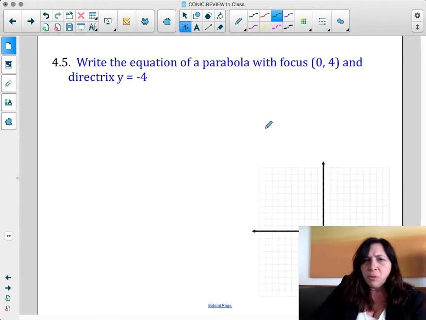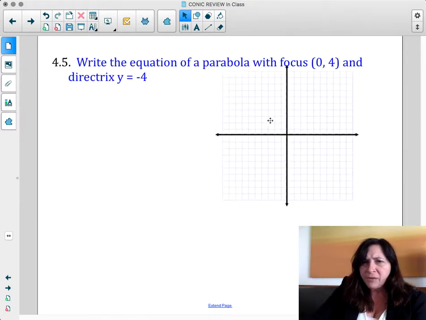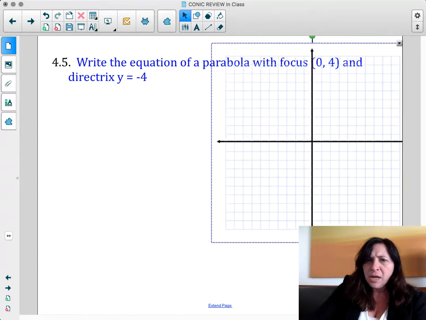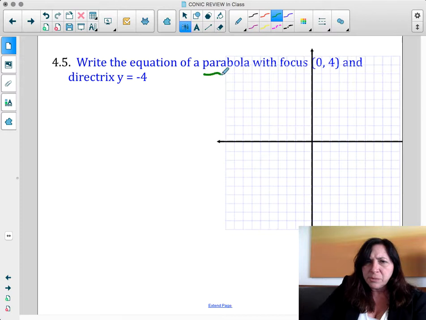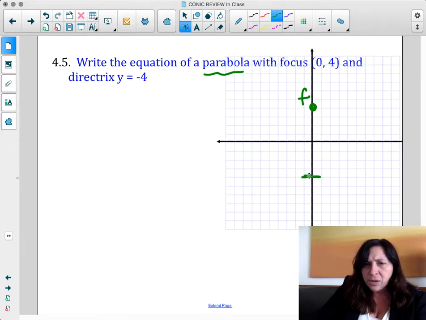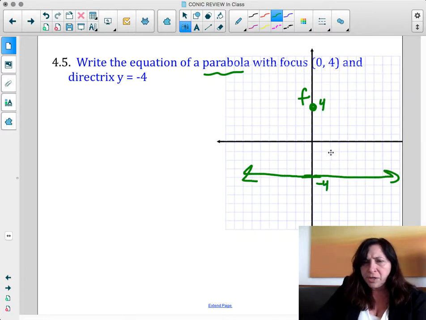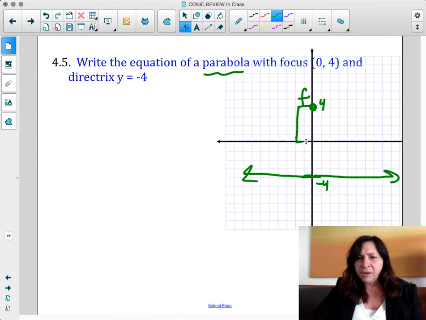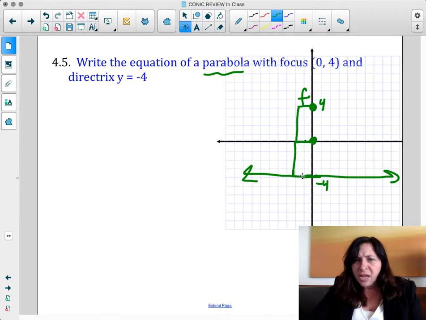Okay. Write the equation of the parabola that has a focus point at 0, 4. It's a parabola. So 0, 4, 1, 2, 3, 4. And a directrix, so that's my focus, put an F there. And a directrix of y equals negative 4, my directrix. So that's down here. So that means y equals negative 4 here, positive 4 here. So that means that the distance between my vertex and my focus point is the same distance between my vertex and my directrix. So those are both 4. So that means P is equal to 4.